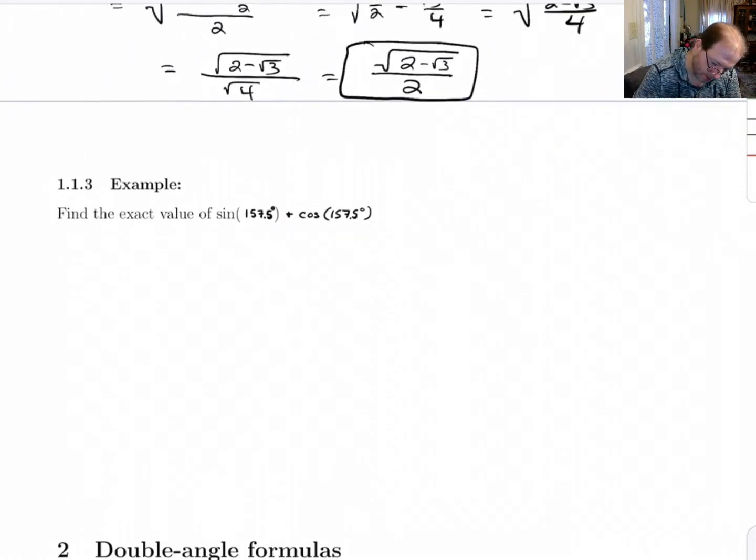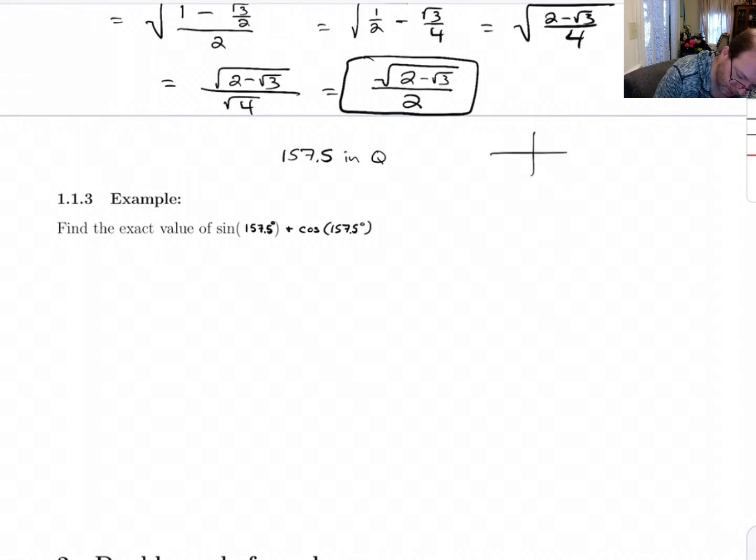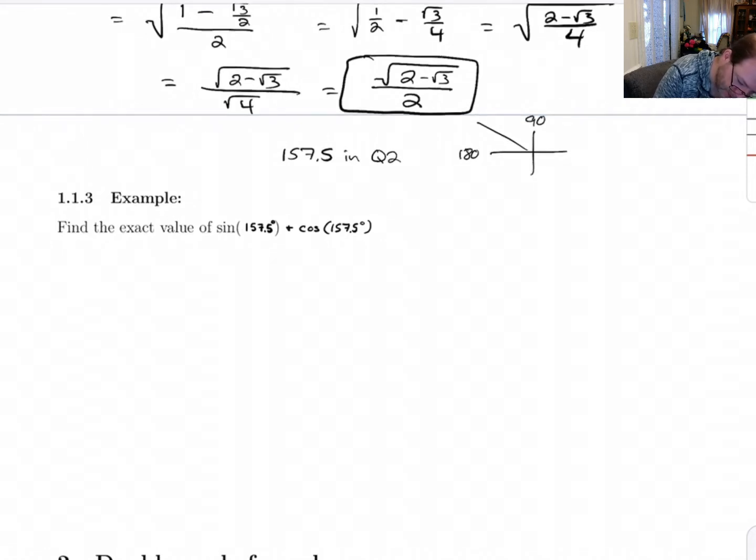All right. This next problem, find the exact value of sine, and I changed this one here, sine of 157.5 and cosine of 157.5. First up, 157.5. Let's see, this is 90, this is 180. So it's in quadrant 2. That means that the sine is going to be positive. Cosine is going to be negative.